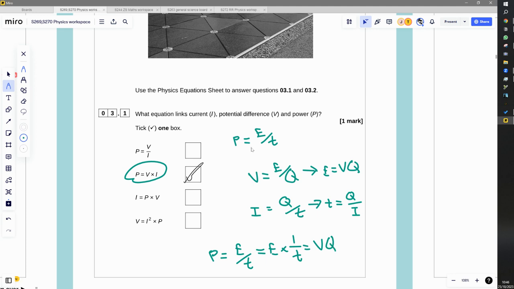Now 1 over time would be equal to the upside down version of itself, which is like that. And now we can see that the charge, the Q, cancels out. And so it's going to be voltage times current, which is this one here.